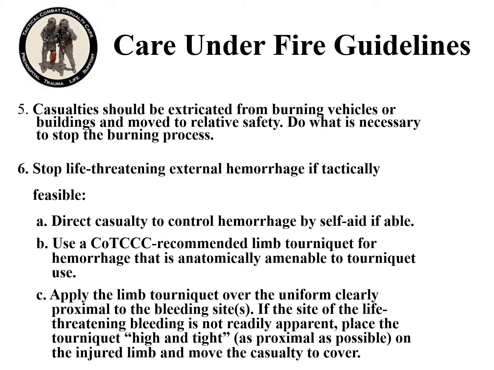Use a Committee TC3 recommended limb tourniquet for hemorrhage that is anatomically amenable to tourniquet use, and apply the limb tourniquet over the uniform clearly proximal to the bleeding site. If the site of the life-threatening bleeding is not readily apparent, place the tourniquet high and tight. This means as proximal as possible on the injured limb, and move the casualty to cover.